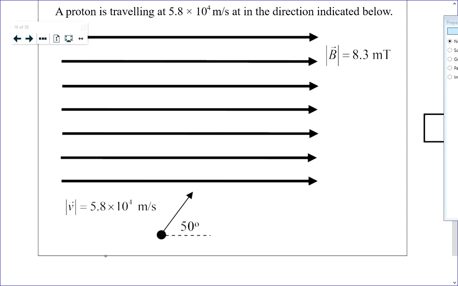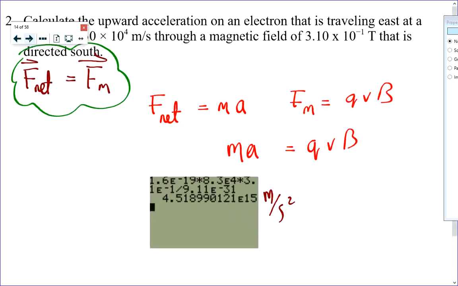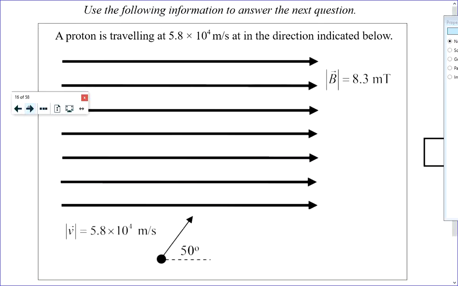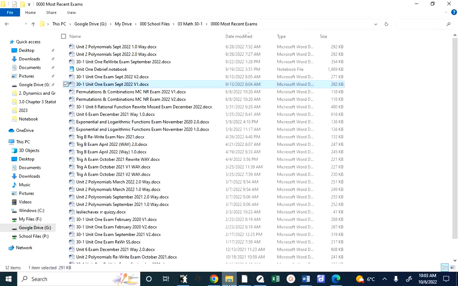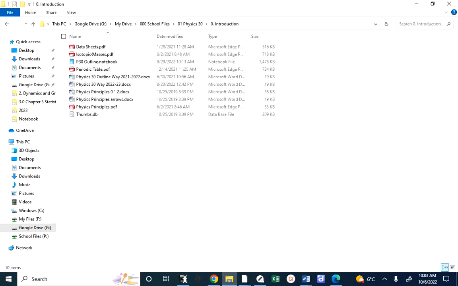And you might have noticed that in all of the questions we've done so far, 1, the electron is traveling perpendicular to a magnetic field. 2, an electron is traveling east through a magnetic field that's south. The motion is perpendicular. 3, the carbon ion is moving in and the magnetic field is to the left, perpendicular. This is not perpendicular. When you take a look at your formula sheet, at the formula we've been dealing with, there's more to it than what I've usually been writing.